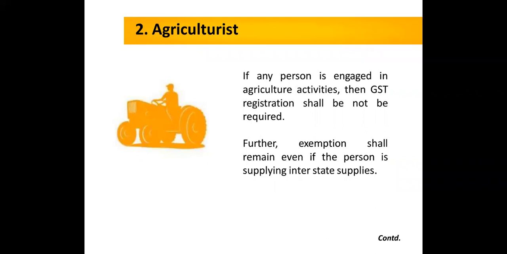Further, the exemption shall remain even if the person is making interstate supplies. Even if you are doing agriculture activities or supplying goods related to your agriculture activities to some other states, there also this exemption will be applicable. That means here also, you don't have to do a registration. So the second person is agriculturist.